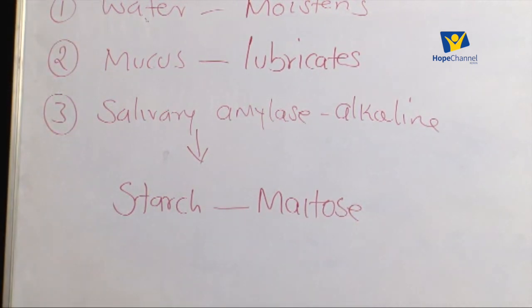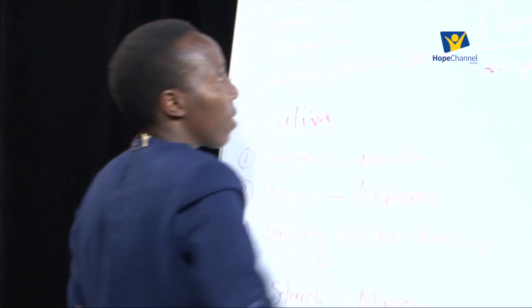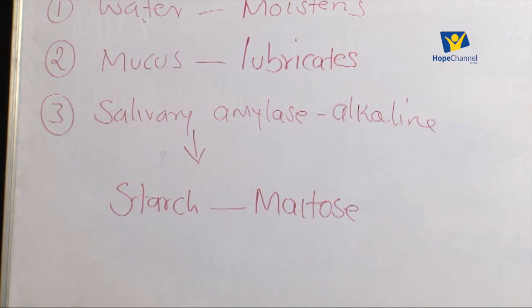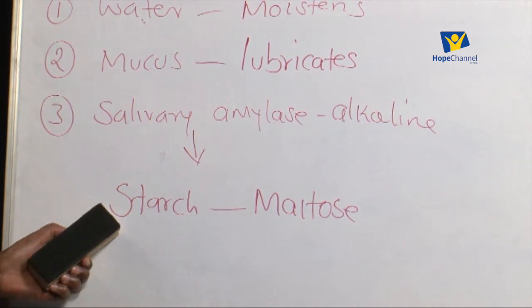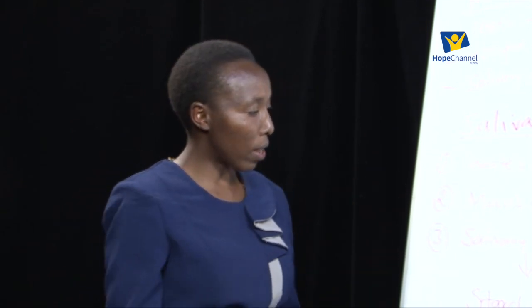Now, you will ask me, teacher, where did you get starch? Our meal was fried beans and rice. We know that rice is rich in starch. Starch is an example of a carbohydrate under the class of polysaccharides. And remember we said all polysaccharides must be broken down to monosaccharides. So the process has just begun. Where has it begun? In the mouth.